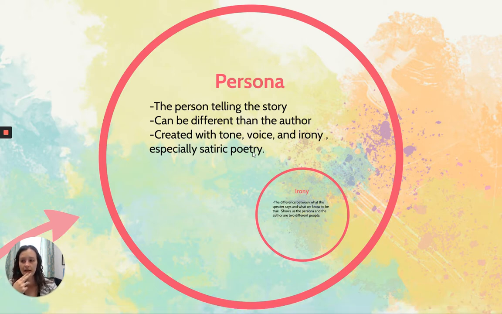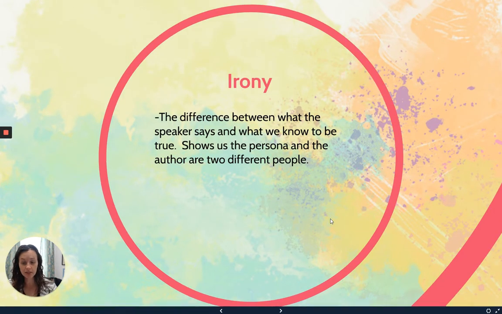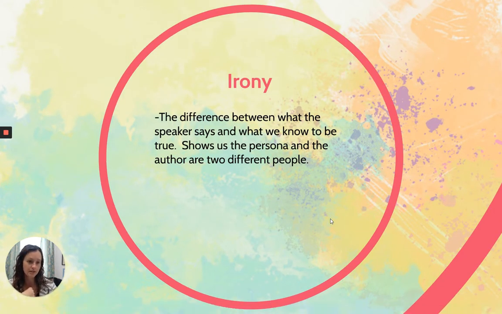A lot of times we see the character differently than the character sees himself, or we see the persona differently than the persona sees him or herself, okay? Don't forget that irony is the difference between what the speaker, the persona, says and what we as the reader know to be true. So it shows us this separation between the author and the persona we're following. When the persona presents something in one way, but as the reader, the author gives us a different perspective, that creates that irony. It's that difference between what the persona says and what we know to be true.